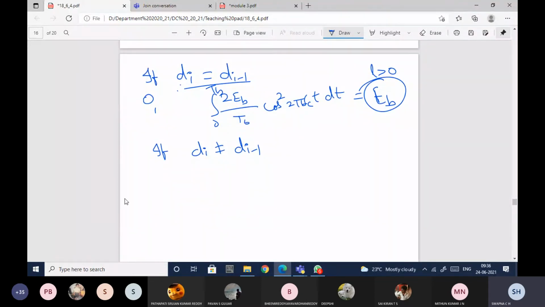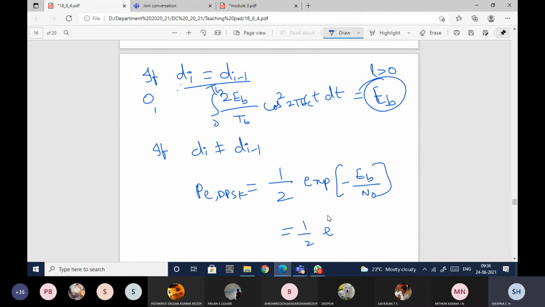Any doubts here? Quickly. Okay, so the average probability of error for your DPSK is given by half exponential minus E_b by N_0. Here also you need not calculate it. This is nothing but half e power minus E_b by N_0. Both mean the same, don't get confused. So this is the average probability of error of your DPSK.